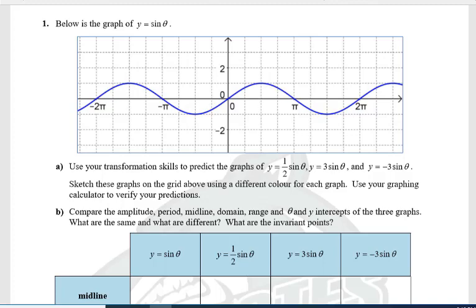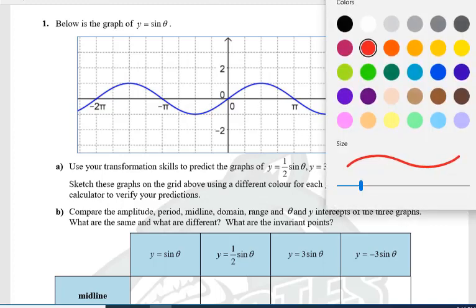Okay, so those, from what we know about transformations, are all vertical stretches, right? Vertical stretch about the x-axis. The first one is a vertical stretch factor of a half. Then a vertical stretch factor of 3, and then a vertical stretch factor of negative 3, which we would usually interpret as a vertical stretch factor 3 and a vertical reflection about the x-axis. And so we're going to do all of those things.